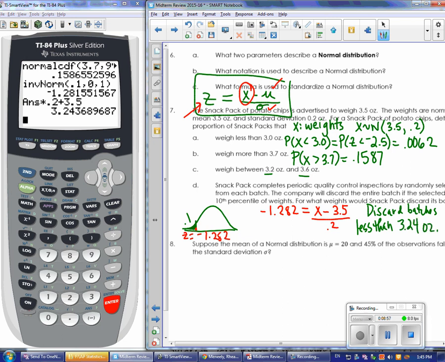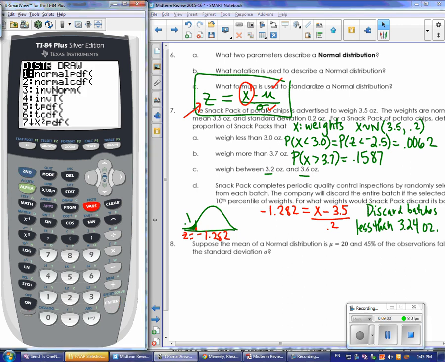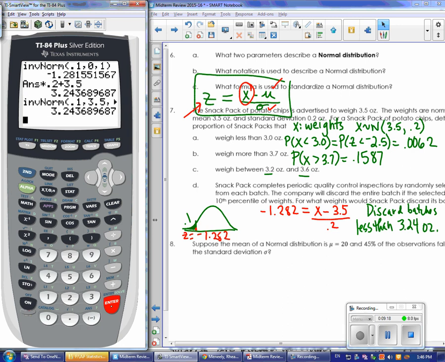ounces. Okay. And if this were just a multiple choice question, I'll show you, you can jump right to that answer by choosing the normal or the inverse normal operation. The area is still 0.1, but if you enter in the mean of 3.5 and the standard deviation of 0.2, the calculator will give you the x value. You don't have to take that extra step.